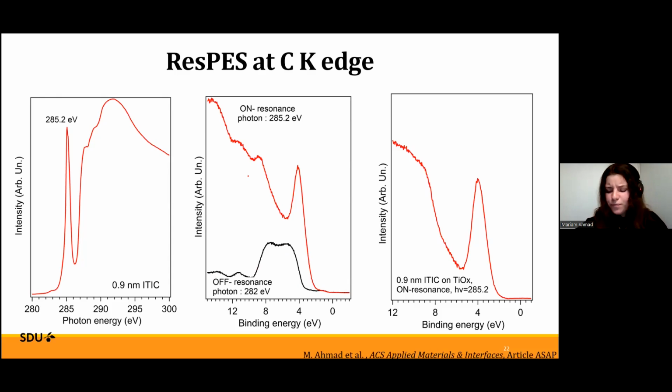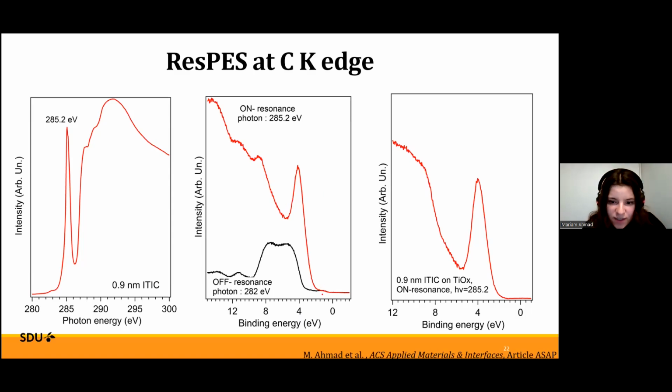But when we look at the on resonance spectrum, it actually looks very different, and that is because we are enhancing the signal when we are on the absorption edge of carbon. We are enhancing the signal from the carbon HOMO states. So we see that we have a quite strong feature at around 4 electron volts, and this is a feature that is usually also observed for a thick layer of spin-coated ITIC. So basically what we have done here is we have suppressed the signal from the titanium oxide substrate, and we have enhanced the signal from the ITIC overlayer itself.